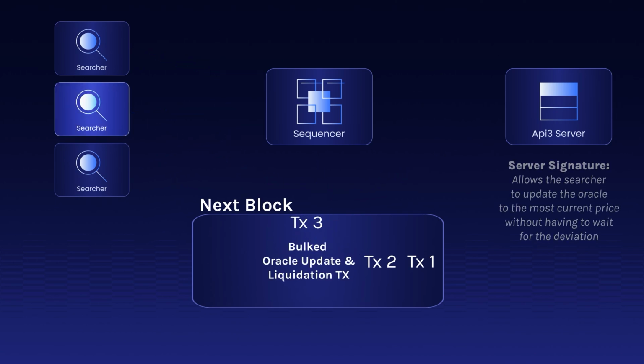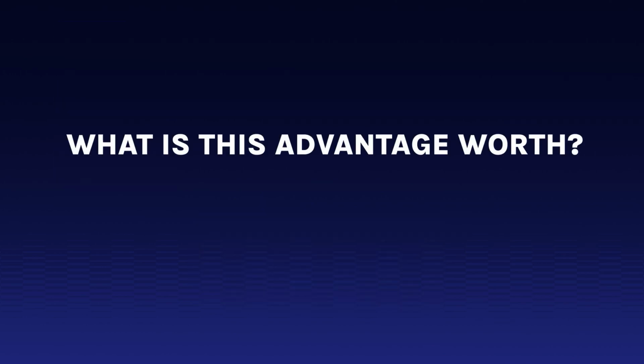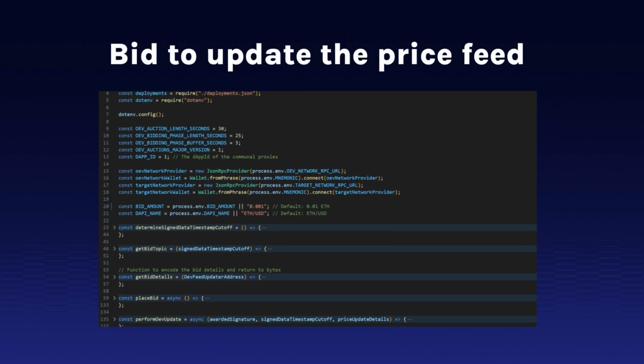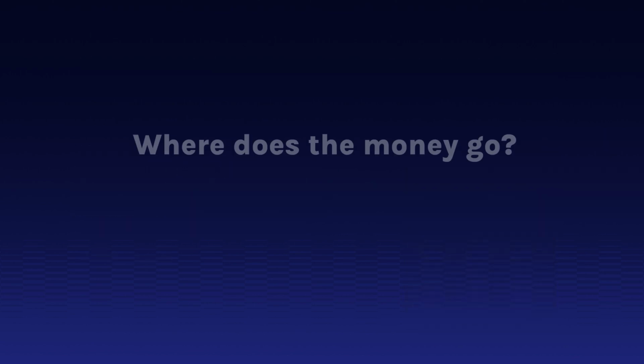This is a huge advantage for the searcher, especially on a layer 2. The question is, how much is the advantage worth to the searcher? In order to win the right to update the oracle, the searcher must bid for the rights on the OEV network using a simple script. The bid values would be in the range of what searchers would bribe a validator to execute their transaction first while still generating profit. The unique feature about the OEV system is where the money flows.